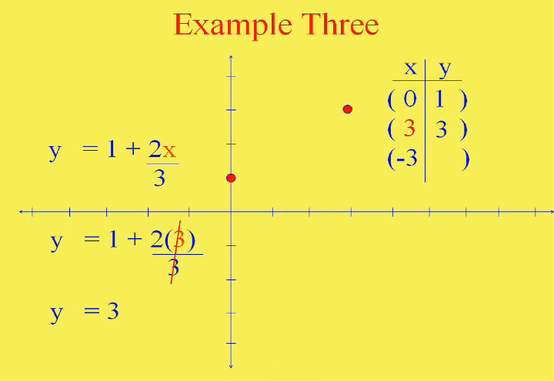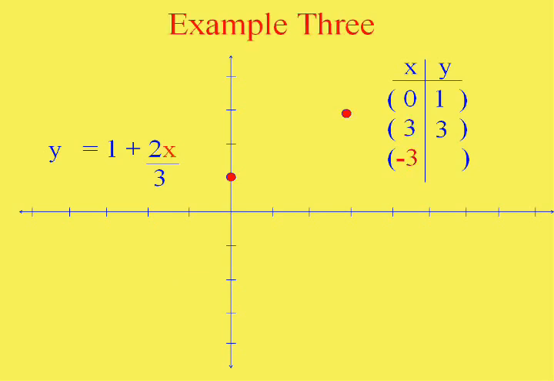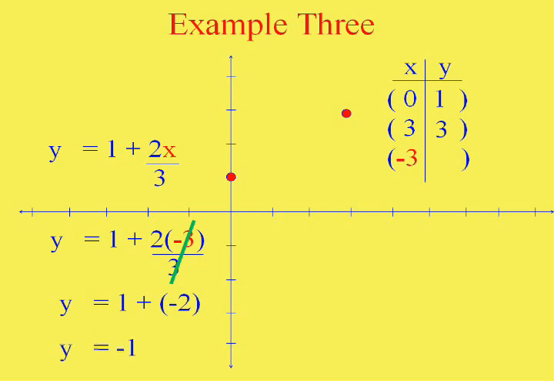And now let's put in, I could put in 6 also, but I chose to put in negative 3. Now the 3's are going to cancel, but the negative isn't, and I'm going to have a negative 2 plus 1, which is a negative 1. Now can you graph that point? Basically we're going to go back 3 and down 1.